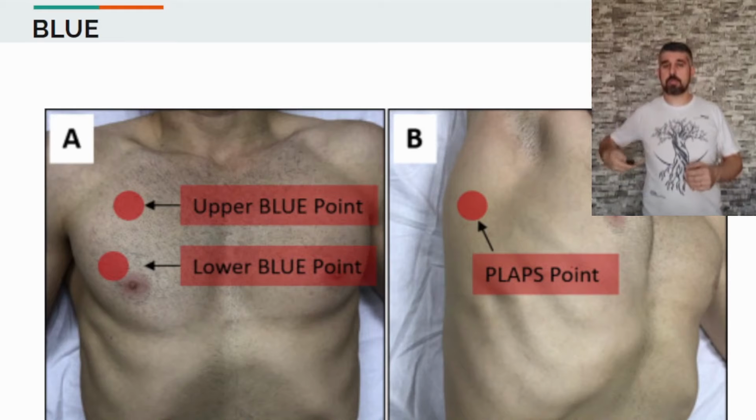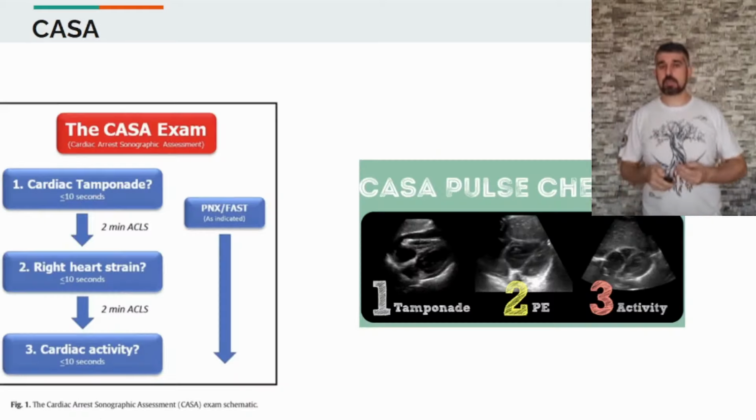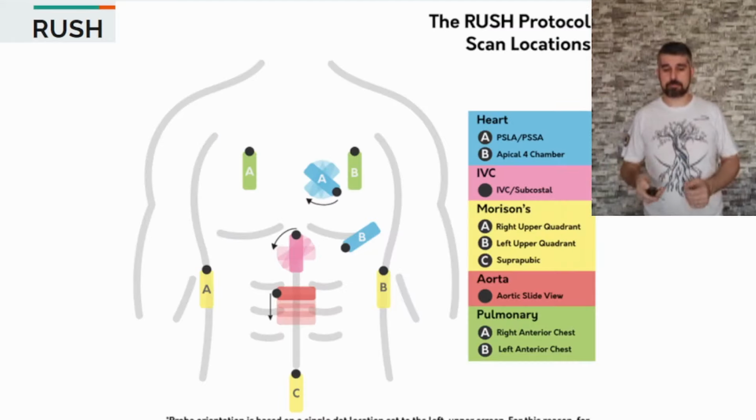We usually use these 3 main points on each side, so at least 3 points on each lung, so upper, lower, and the flaps. The CASA exam, so it's every time we stop to check the pulse of the patient, we are trying to see something in this exam. So we are taking a look at the heart and trying to find a cause or some sign of something that I can do to make this patient better.